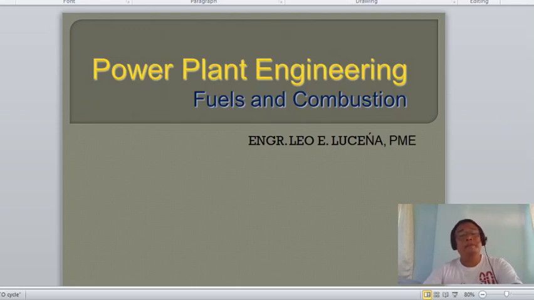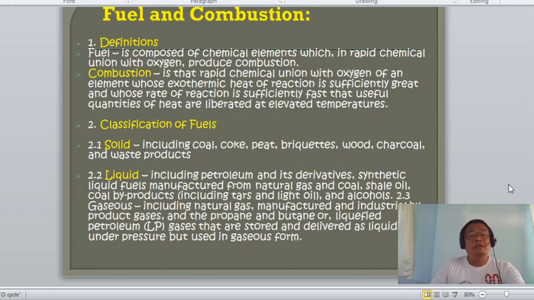Okay, class, another topic in power plant engineering: fuels and combustion. Let us first take up some definitions. In order for us to compute problems in fuel and combustion, we first need to know the definitions and terms used in fuel and combustion. Let us first define what is fuel.